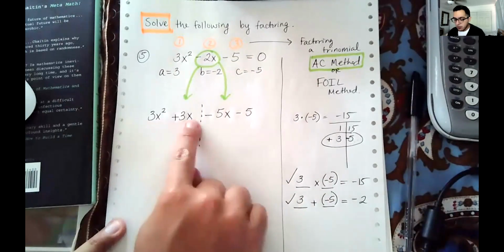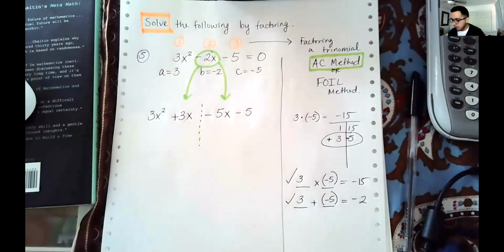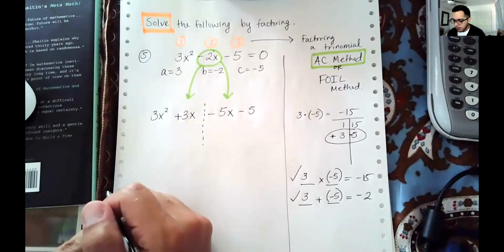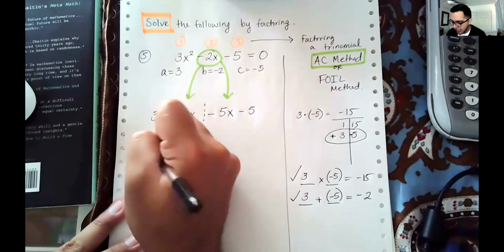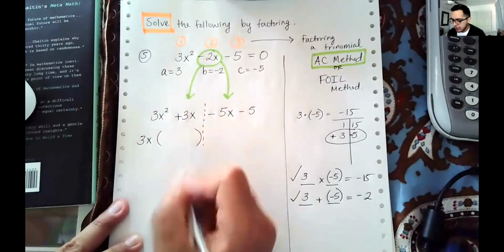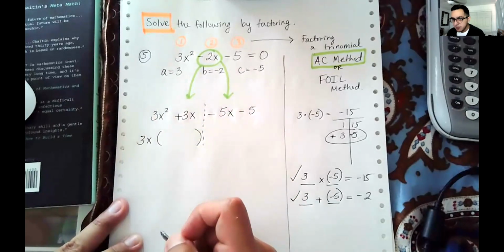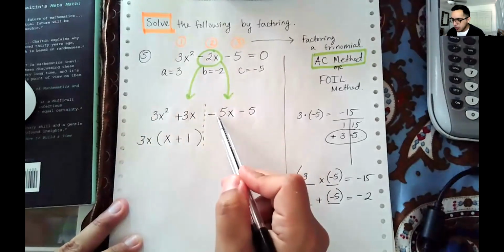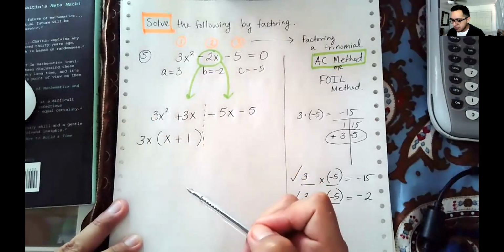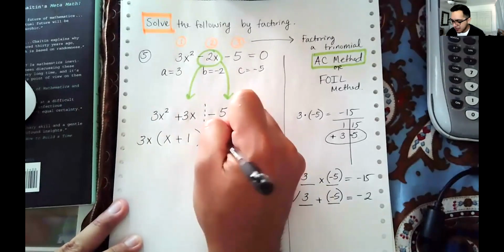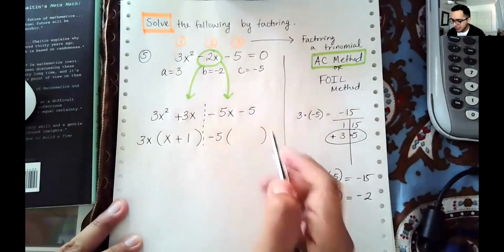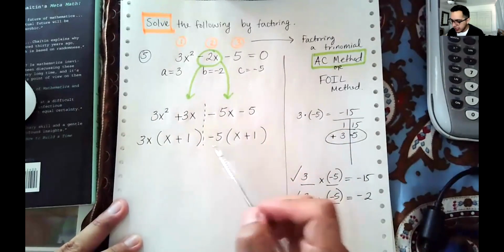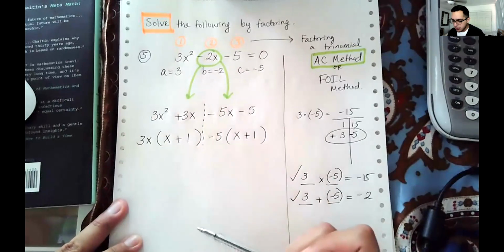The first 2 terms have what in common? 3x. Yeah, 3x. So what should go in the parentheses? X plus 1. Good. And then what is the greatest common factor for these two terms? -5. Yeah. And then what should go in the parentheses? x plus 1. Yeah, should be the exact same. And then if you were to distribute just to double check, it checks out, right? We get our original terms back.